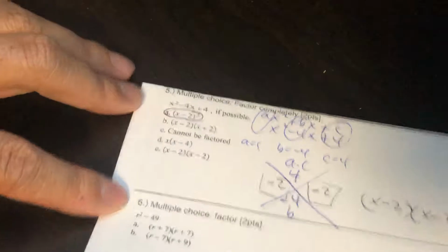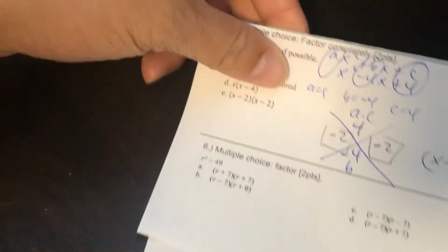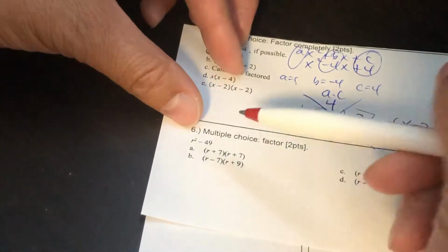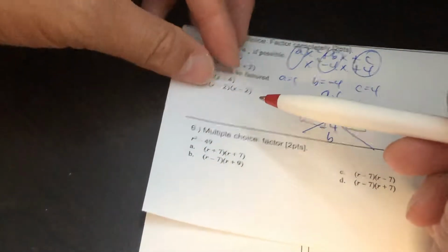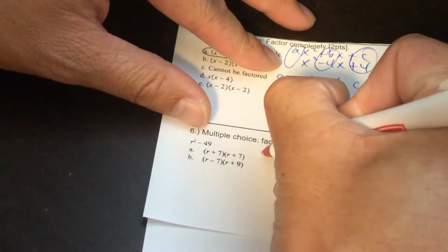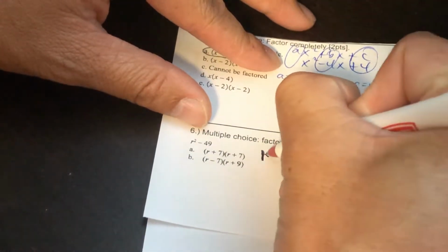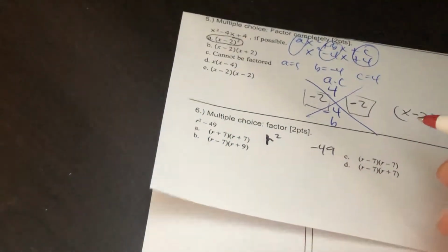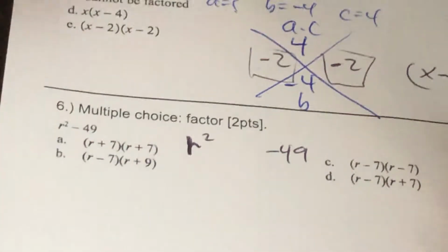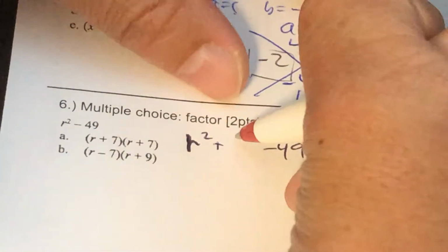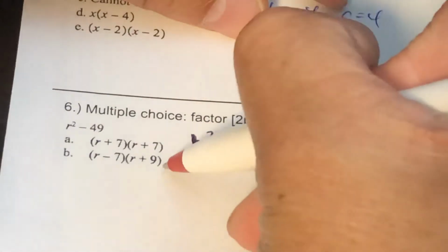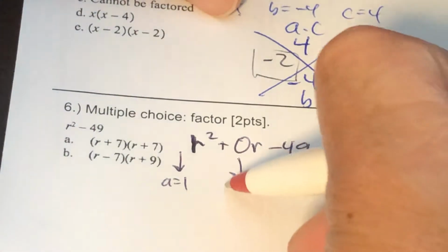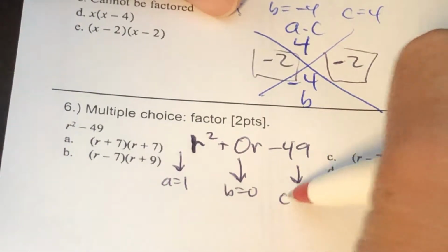And question number 6, r squared minus 49. So if you don't like the r's, you can just pretend it's an x. Let's keep it r's. So I have r squared minus 49. And you might be asking, why did I leave a big space there? That is for 0r. And then you have an a value that is 1. You have a b value that is 0, and a c value that is negative 49.